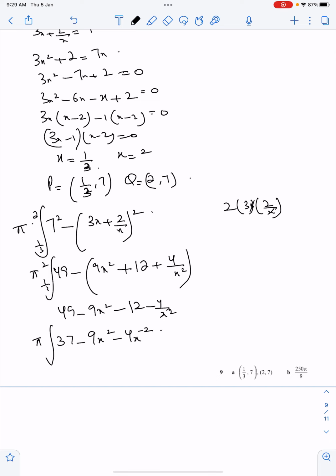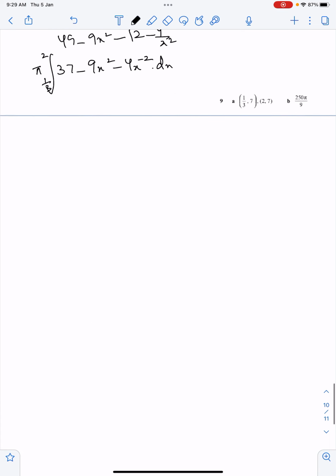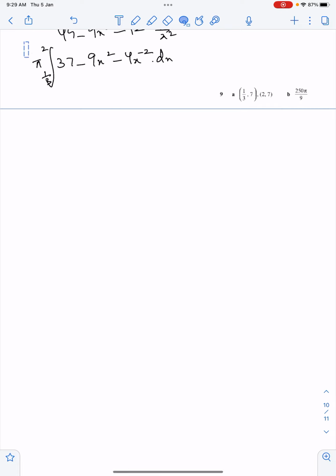Okay, now in the next step after this, I have to start with the integration. So if I have to integrate this, I will write 37x minus 9x cubed upon 3 minus 4x to the power negative 2 plus 1, which is negative 1, upon negative 1.